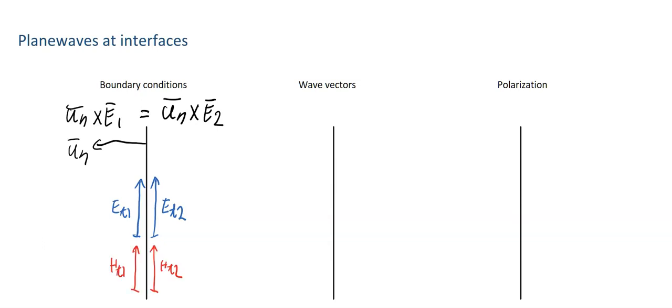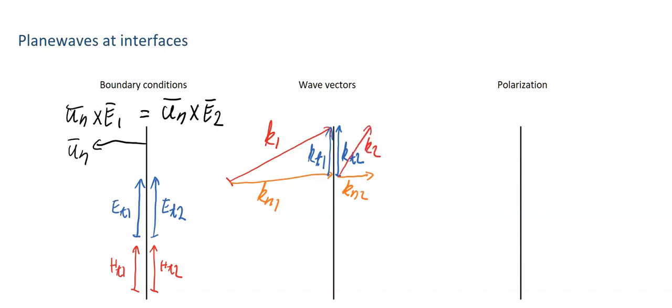Next, the wave vectors and numbers. We can separate the wave vector of free space into its normal and tangential component. Due to the boundary conditions, the tangential component of the wave vector is also continuous across the interface. The normal component can be different, and this results in refraction of the plane wave.